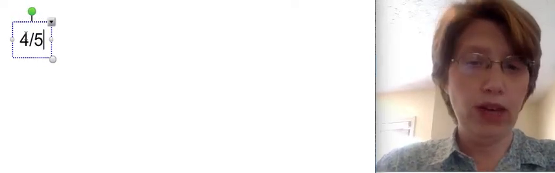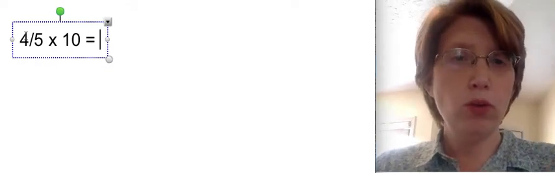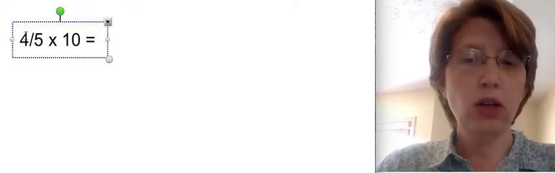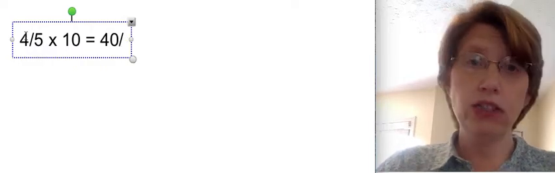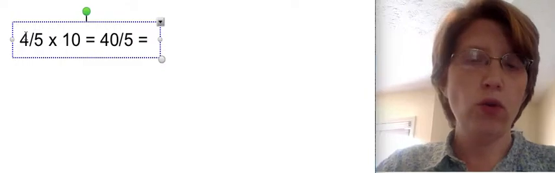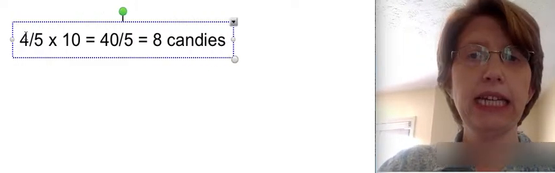Okay? So, number 3, 4/5 of 10. So we're going to take 4/5 times 10. Tell me our steps. Multiply numerator times whole number, which would be 4 times 10, which would be 40. Divide by that denominator that we just slid over, which is 5. 40 divided by 5 is 8. 8 candies.